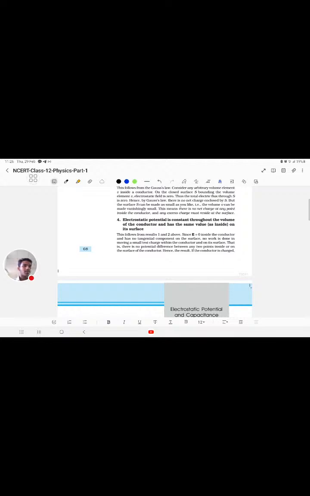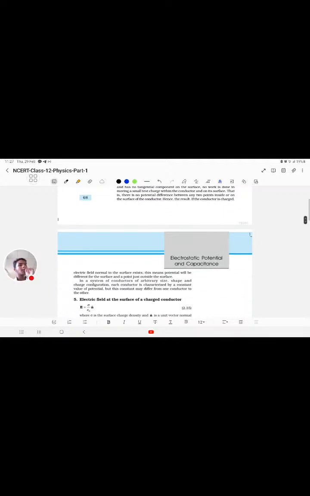Since the electrostatic field is zero inside the conductor and has no tangential component on the surface, no work is done in moving a small test charge within the conductor and on its surface. So that is, potential is constant throughout the volume of the conductor and has the same value as inside on its surface. And from 1 and 2 we knew that the electrostatic field inside the conductor is zero, there is no tangential component, which means no work is done, which means the potential difference, which is equal to the amount of work done, turns out to be zero, which means that all points are at the same potential, equipotential surfaces.